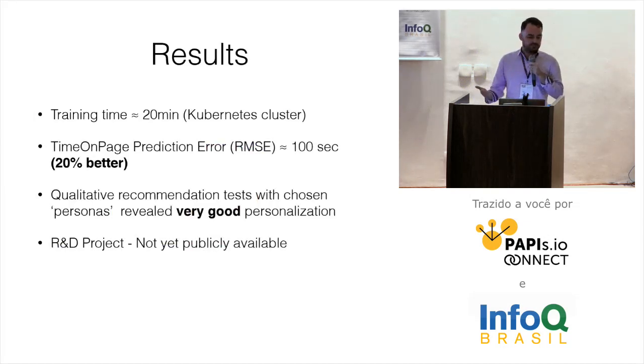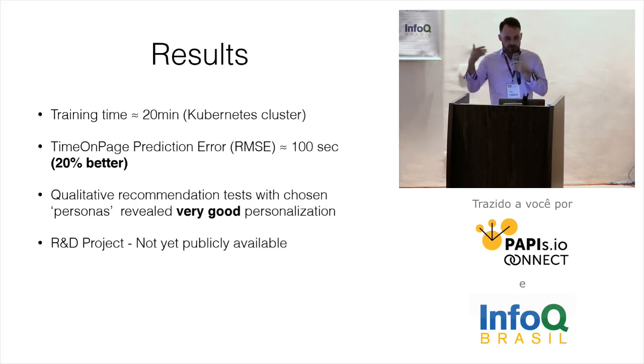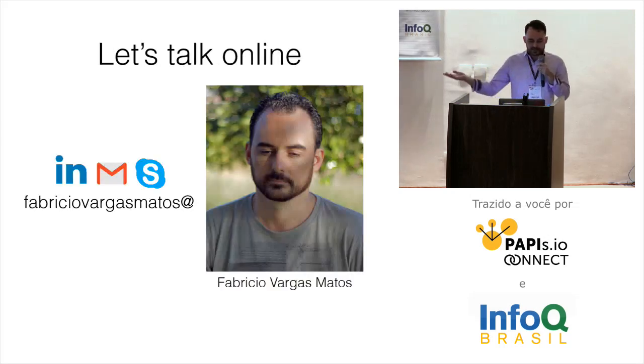Our training time increased a few minutes, but remains good enough. The time on page prediction error is now 20% lower, which is a very good improvement. But most importantly, the personalization aspect is now working very well. Our test with personas showed very good personalizations. So we are working now to have a public beta soon to see the results in terms of real users' engagement and other KPIs. This is not the end of the story, of course.